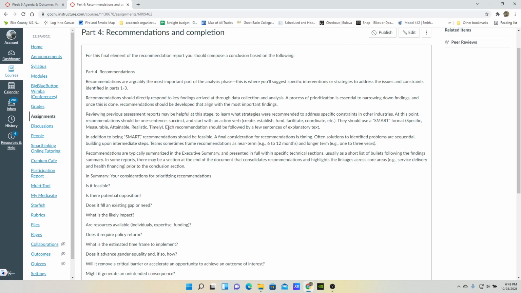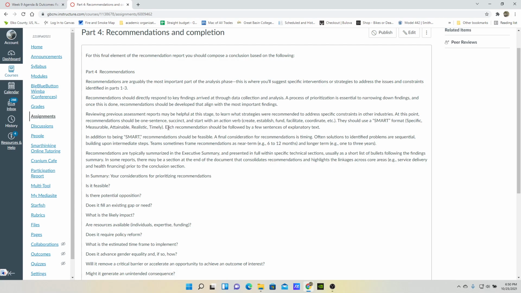At this point, a recommendation should be one sentence, succinct, and start with an action verb: create, establish, fund, facilitate, coordinate, etc. They should use a SMART formula: specific, measurable, attainable, realistic, and timely. Each recommendation should be followed by a few sentences of explanatory text. So you should have one simple sentence that concisely defines what you're talking about doing, with an action verb, and it should meet the SMART formula.